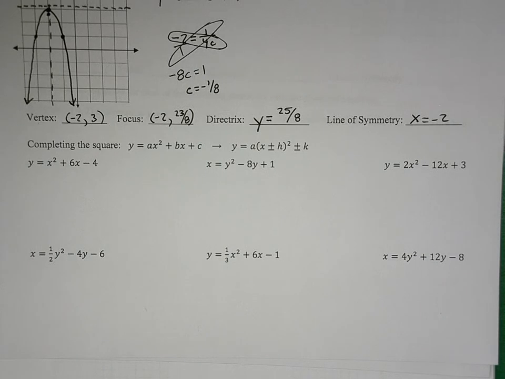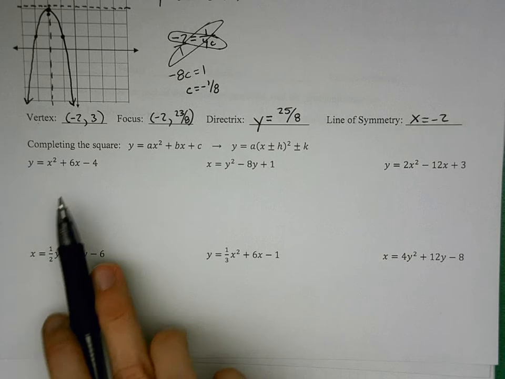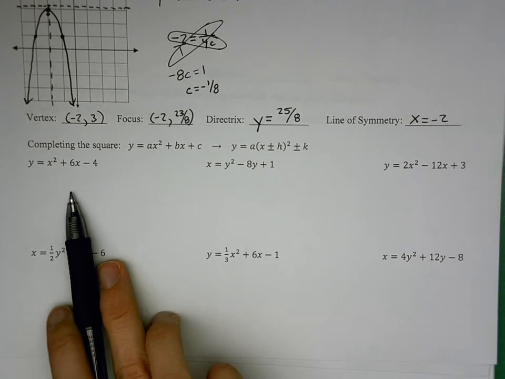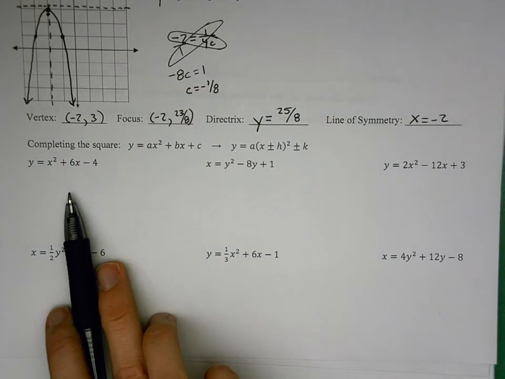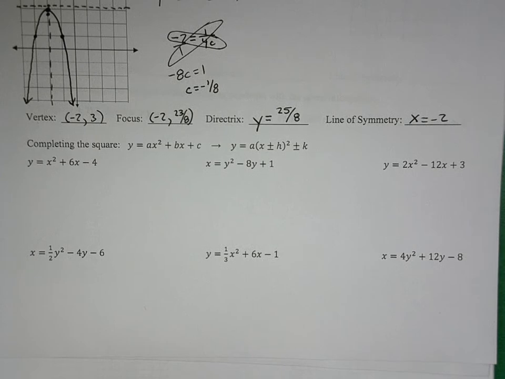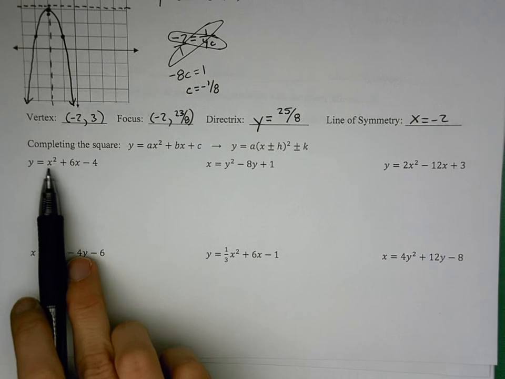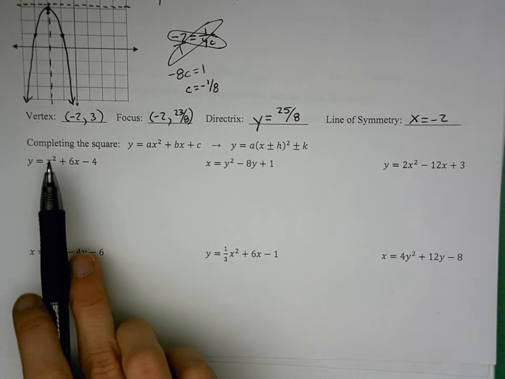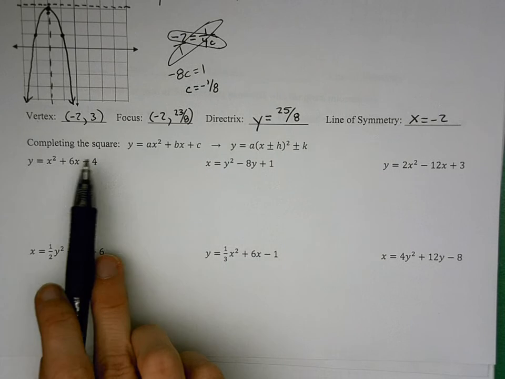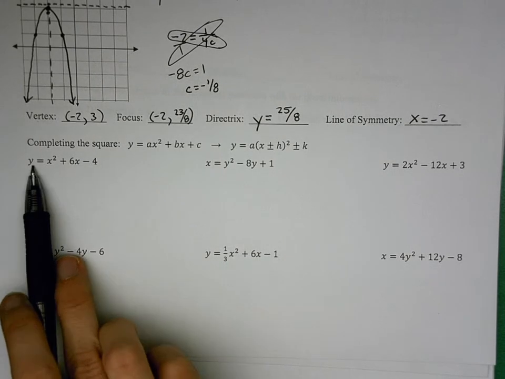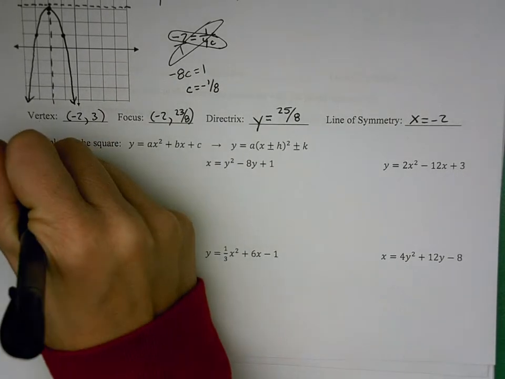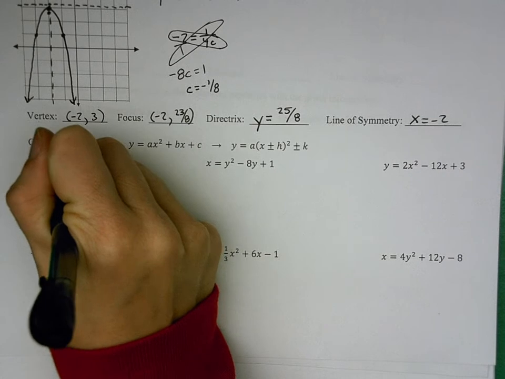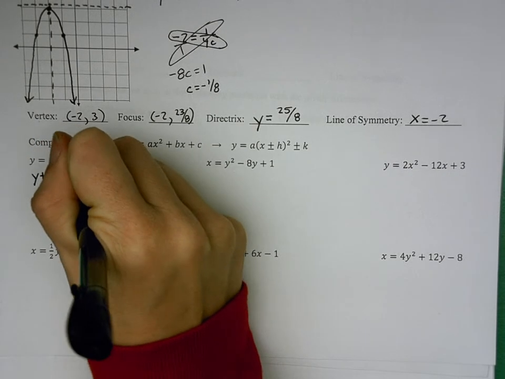Okay, so I'm going to do this one first. Completing the square, the first thing you want to do is get everything that isn't part of the squared variable to the other side of the equals. In this case, the x is what's being squared, so anything that's not an x, I'm going to get to the other side. The y is already over there. I'm going to move this 4 over. Maybe y plus 4 equals x squared plus 6x.